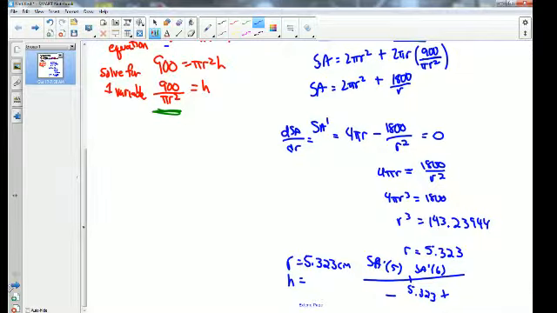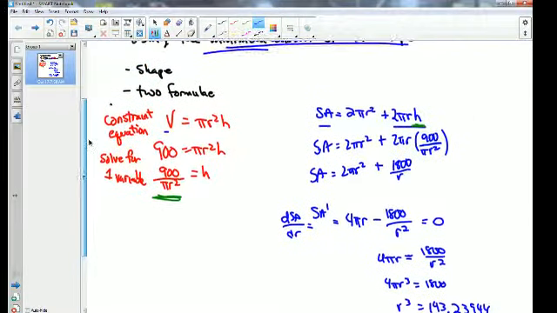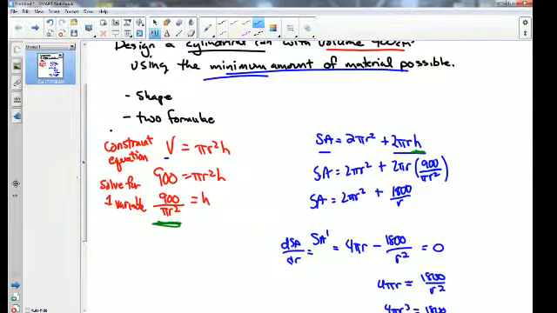Okay. So, when you scroll up, this would be 10.46. So is that all you have to do, the R and H, because that's the minimum amount of material? That tells you how big the can is.